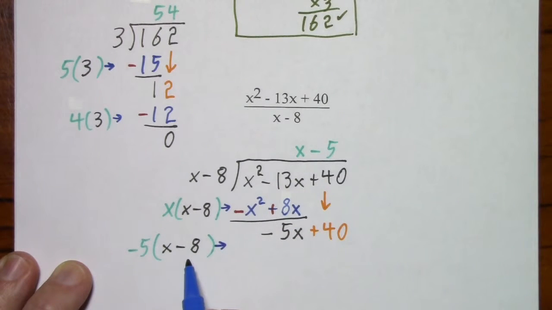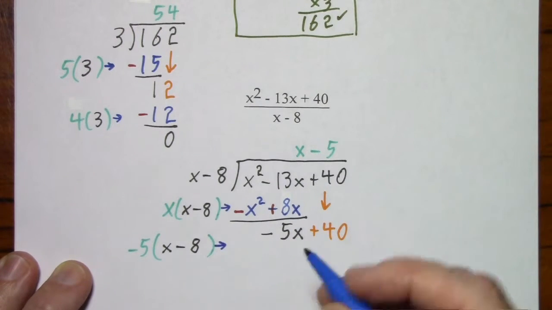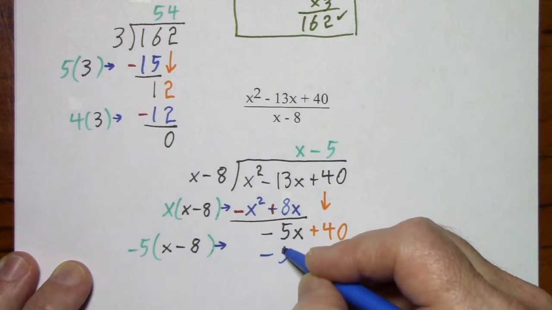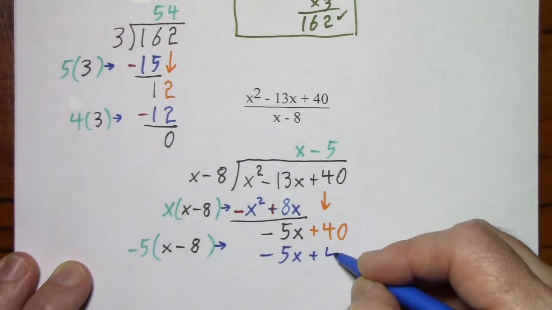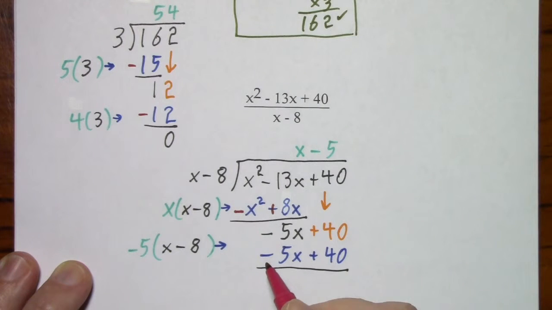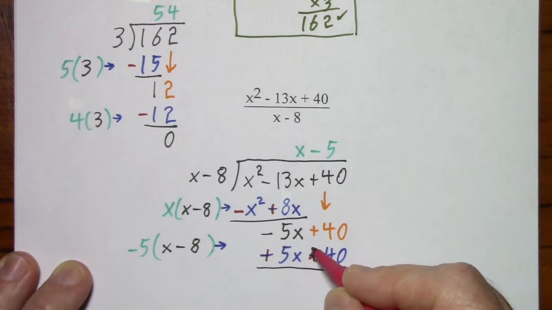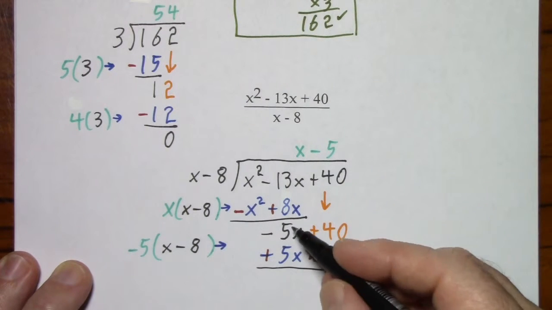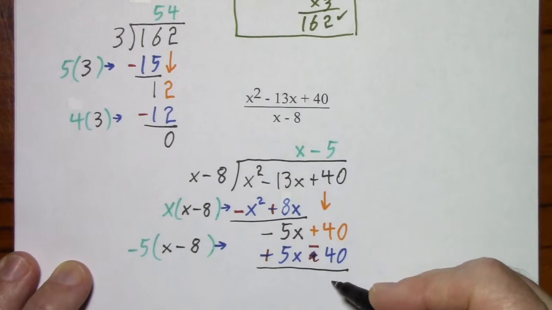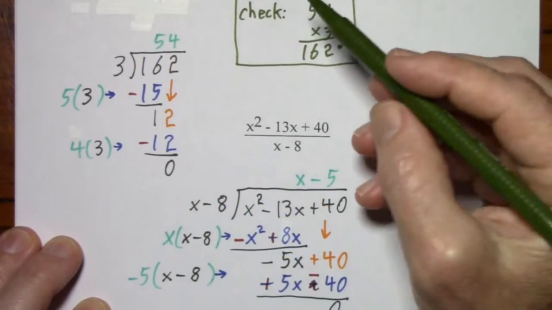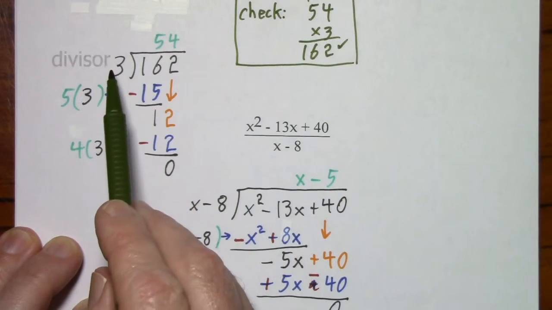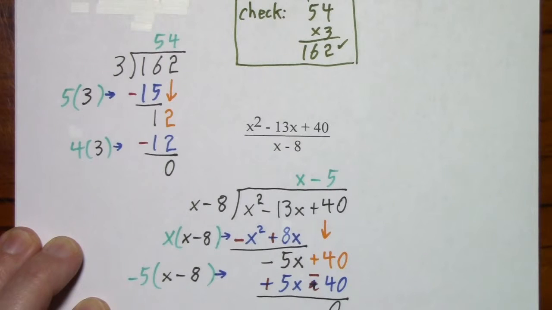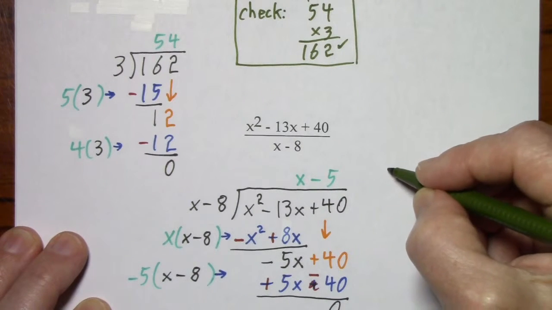So negative 5 times x minus 8, that'll be negative 5x. Negative 5 times negative 8 will be plus 40. And you have to remember that we're subtracting this, so you'll change each sign. This gives us a 0, and this gives us a 0. And just as with the long division that you're accustomed to, you can check your answer multiplying this times that. We can check our answer here as well.